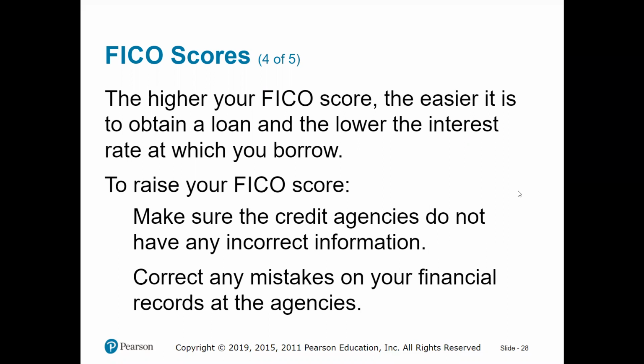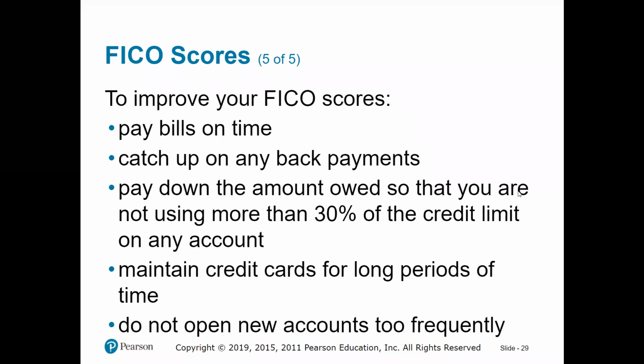To raise your FICO score, make sure that credit agencies do not have any incorrect information. Correct any mistakes on your financial records at the agencies. To improve your FICO scores, pay bills on time, catch up on any back payments, pay down the amount owed so that you are not using more than 30% of the credit limit on any one account. Maintain credit cards for long periods of time. Do not open new accounts too frequently.